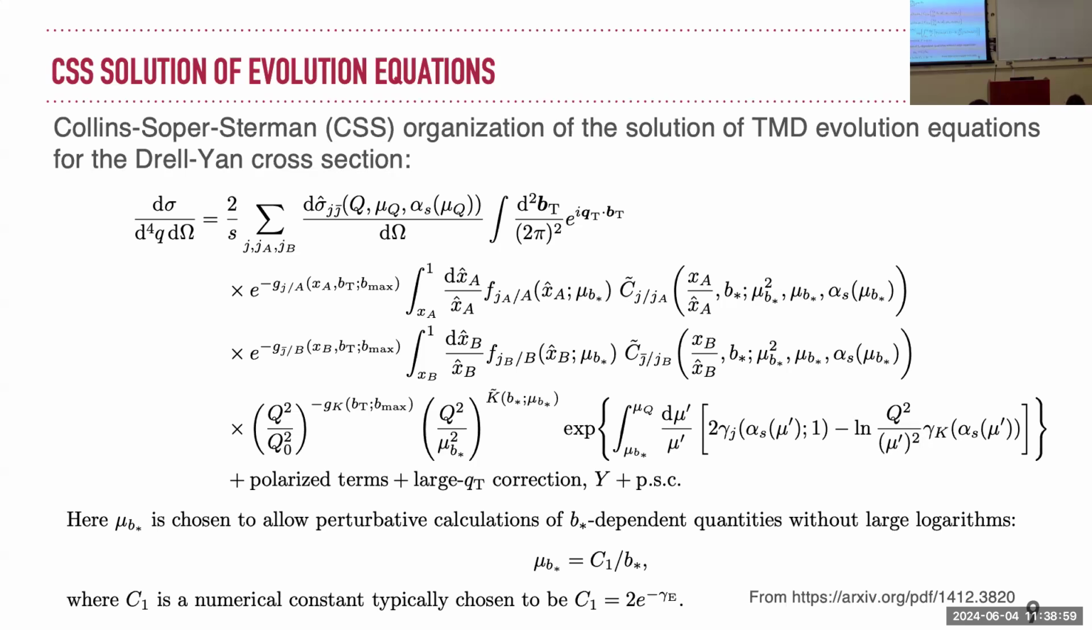So mu b star, let me just point to it. Mu b star. That's the dynamical scale. So it sits also here. That is associated with small distances. Small distances give you the dynamical scale. It's sitting here, here, and there. Okay, also there. And from this scale, we have to evolve to the scale that we measure.